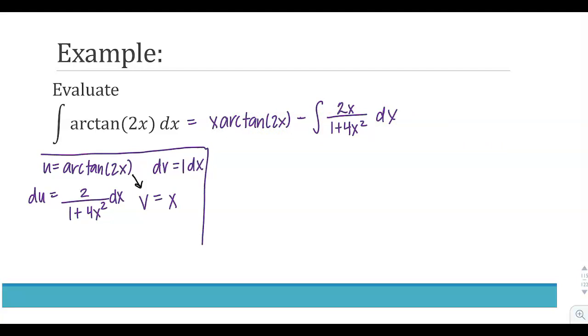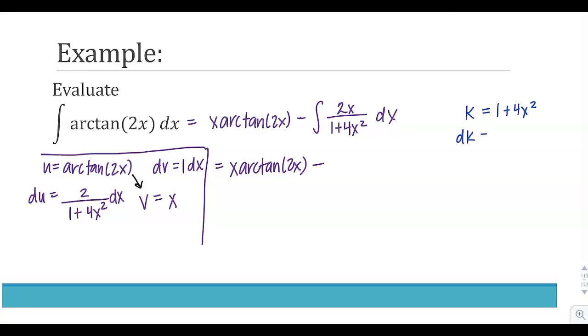This was my scratch work. So I have x arctangent 2x, and then over here I have to solve this integral, which requires us to use a u substitution. Now, to be careful about this, I'm going to change the variable. Instead of doing a u substitution, I'm going to do a k substitution. So I'll let k equal the denominator, 1 plus 4x squared.